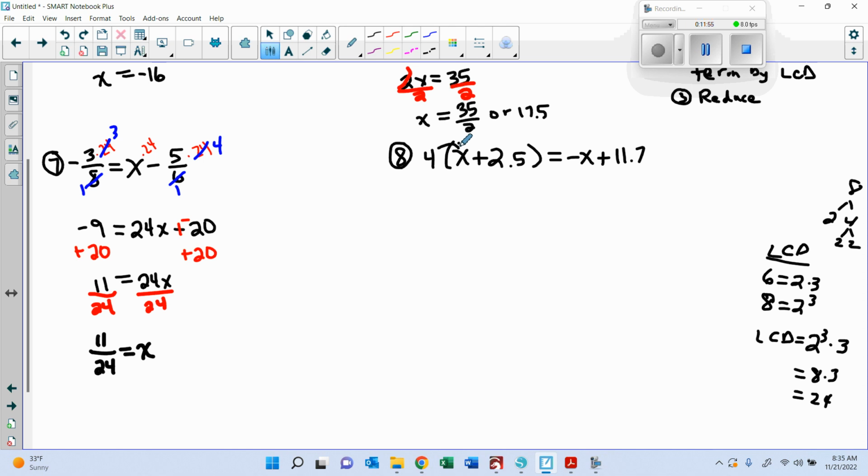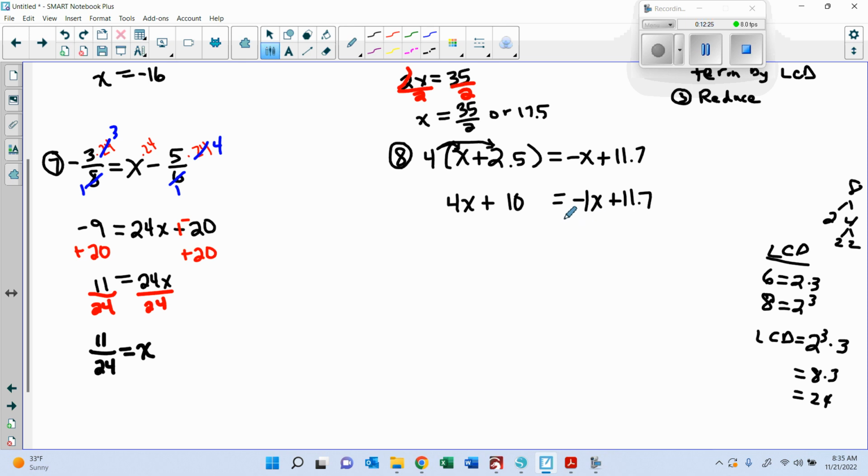So you draw the arrows if you need to remind yourself that 4 gets multiplied by both of those things. So 4 times x is 4x plus 4 times 2.5, which luckily ends up being 10. So now we don't have a decimal there anymore. And then we have a minus x, and I'm going to go ahead and write it as a minus 1x plus 11.7. Remember that it's sometimes helpful to put that 1 there.